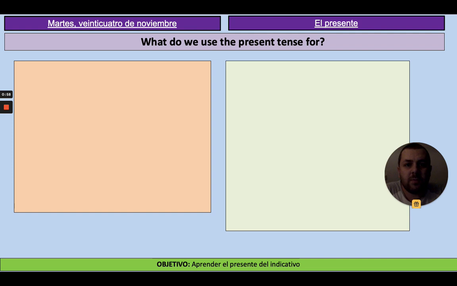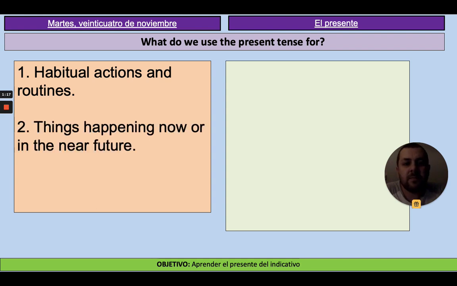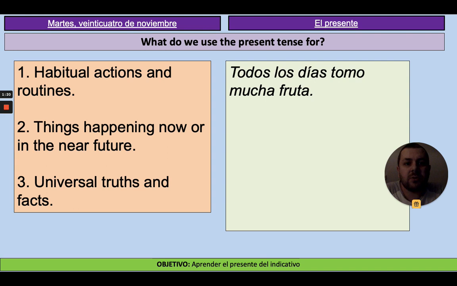So, first of all, we'll talk about this in English to make sure that it's super clear and that we understand it. What do we use the present tense for? Okay, the present tense is used to describe habitual actions and routines, so things that you do regularly. For example, todos los días tomo mucha fruta. Every day I have a lot of fruit.